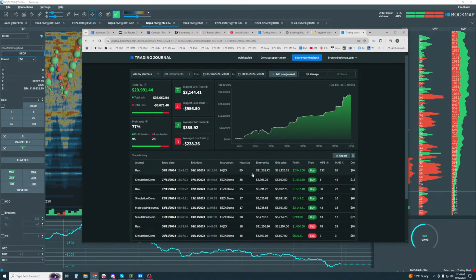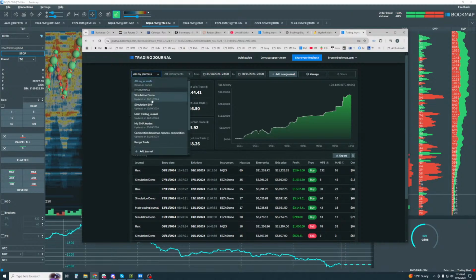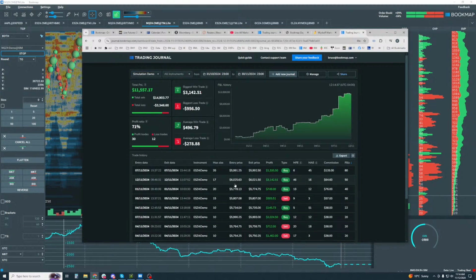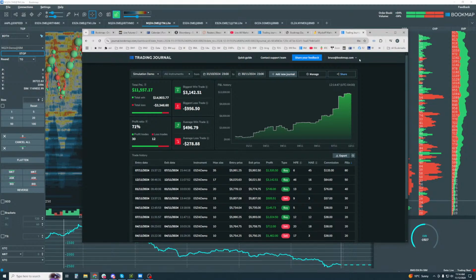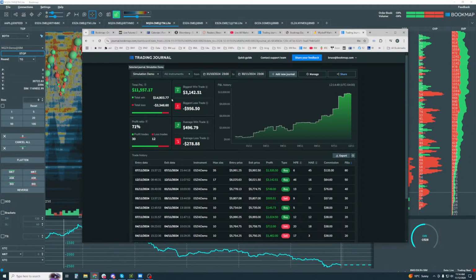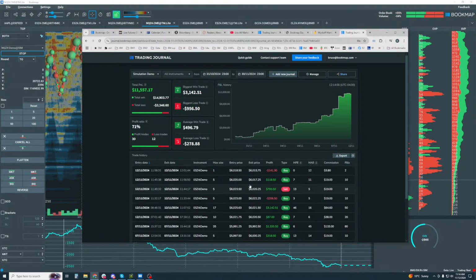They should show up. Let's see. Is this it? No, this isn't it. Why aren't they showing up? Let's enter the date here. There it is. Okay, there we go. So here are our trades here, right?